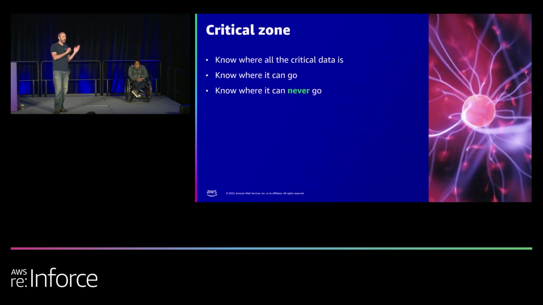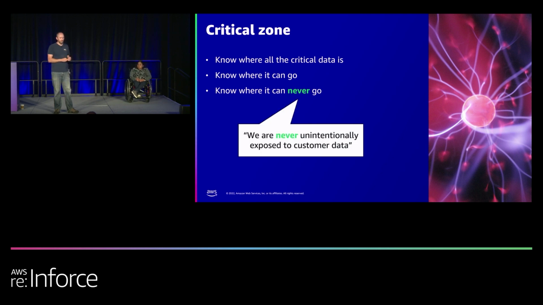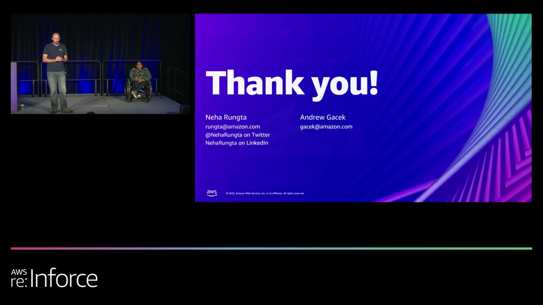That's the idea behind mapping out the critical zone. The idea is to know where all the critical data is, where it can go, where it can never go. And that's how we achieve our universal statement, that we're never unintentionally exposed to customer data. This is where I see the future of provable security. Not just stating things about your IAM policies or your buckets or your VPCs or your instances, but stating things about your most critical assets.